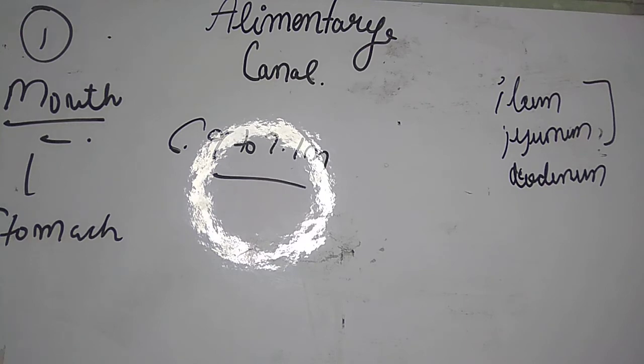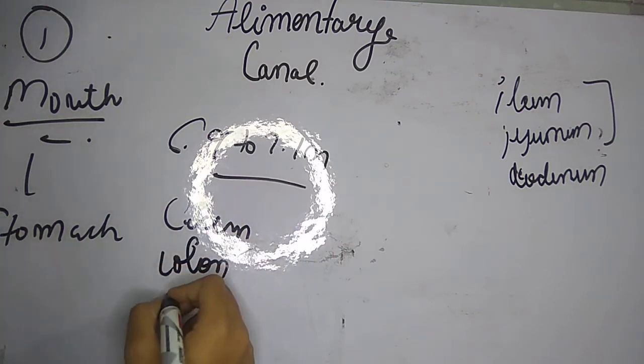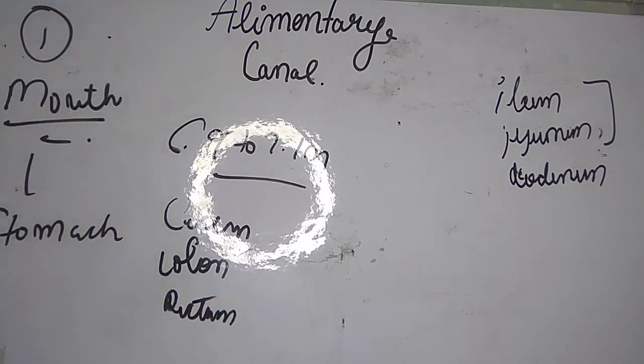Now there is the large intestine. It is wider in diameter, and it has the appendix at the end. Appendix has no function in our body. The parts of this large intestine are cecum, colon, rectum. So these are the parts of the large intestine. Rectum is the last part of the alimentary canal, where the fecal matter is temporarily stored and then goes out of the body.